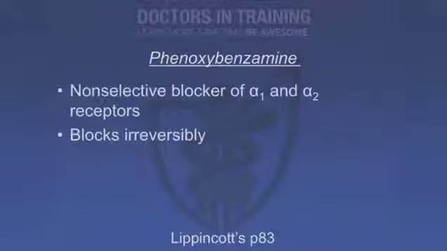Now, this is a non-selective blocker of both alpha-1 and alpha-2 receptors. Now, it blocks irreversibly. So if you take this medication, you will block your alpha receptors, and they won't be useful again until you grow new receptors. Now, it can sometimes take upwards of 24 hours. So the duration of this medication is somewhere between 14 and 48 hours.